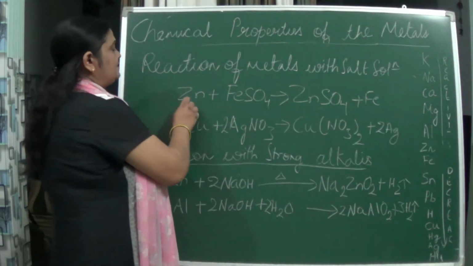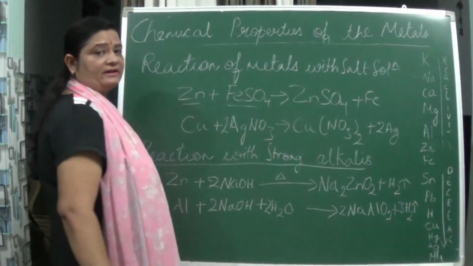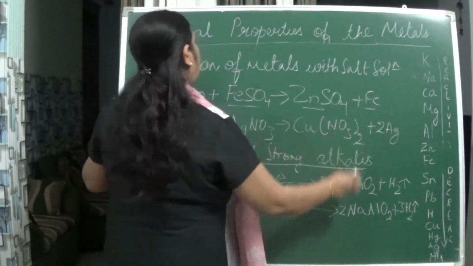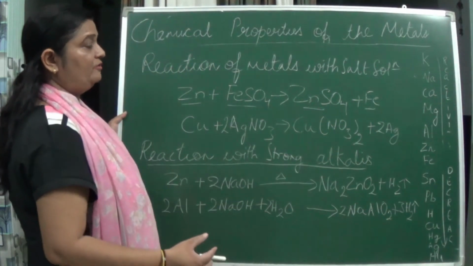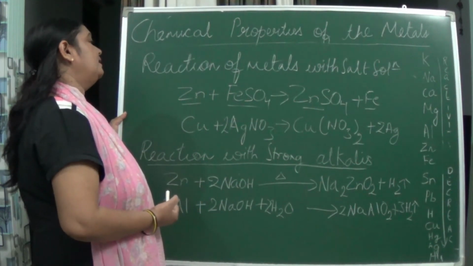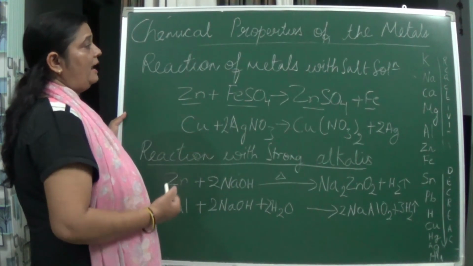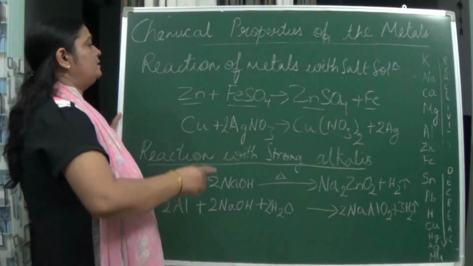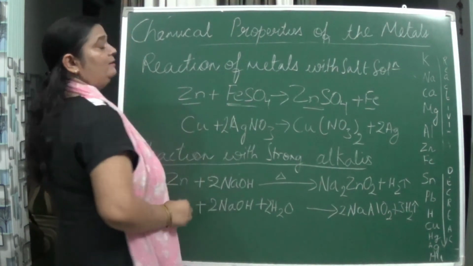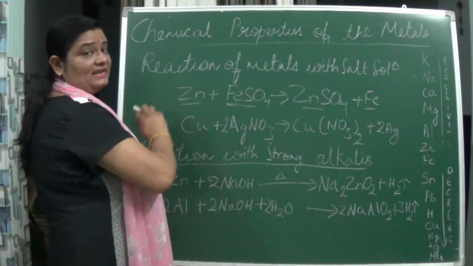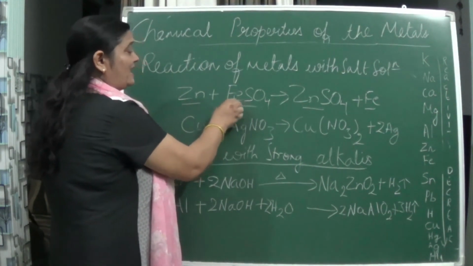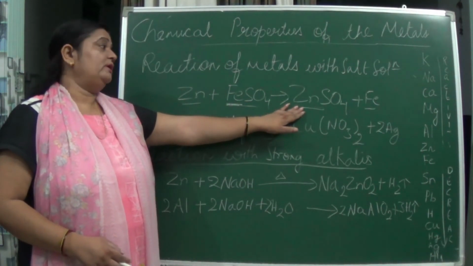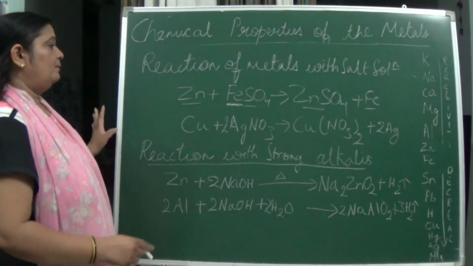Now next, reaction of metals with salt solution. Like we have taken the metal zinc, and the salt solution we have taken is iron sulfate. We are seeing what? It becomes zinc sulfate and iron is given out, or we can say we get it as residue. Actually what happens when a metal reacts with a salt solution? It displaces the less reactive element. Zinc is more reactive, iron is less reactive.